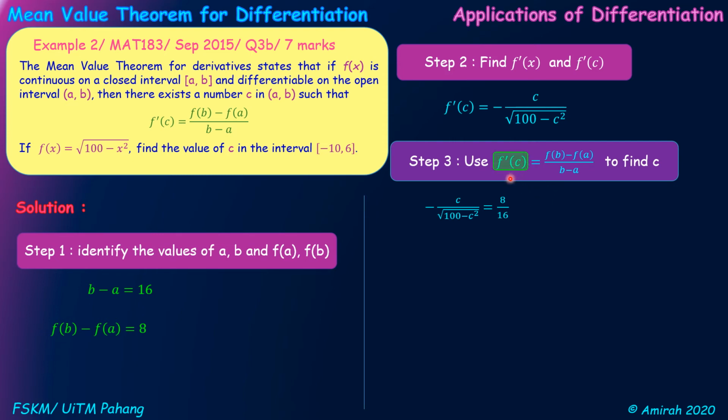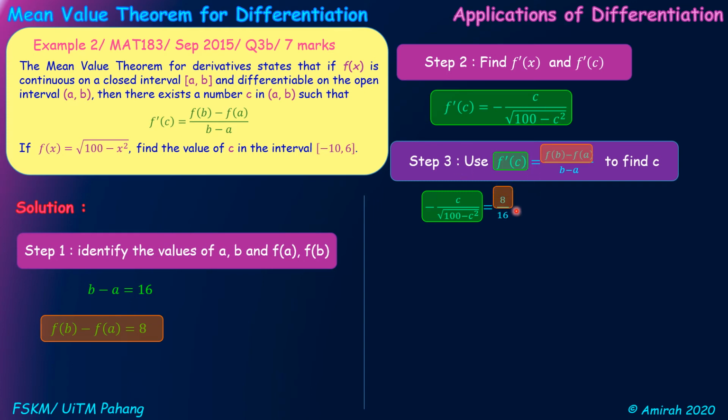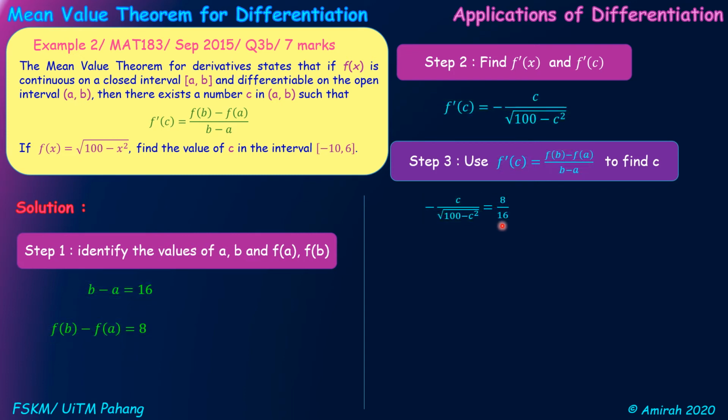From here, we replace f prime c with negative c over square root of 100 minus c squared. Then we replace fb minus fa equals 8, and we replace b minus a equals 16. After that, we can simplify the right hand side, and we get half. Then we cross multiply, so we get negative 2c equals square root of 100 minus c squared.